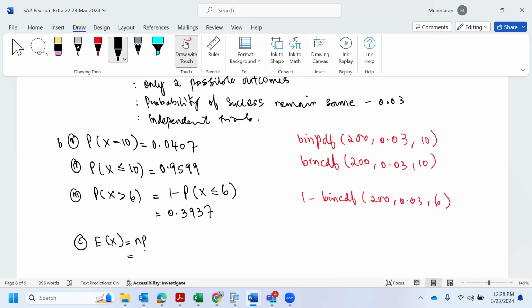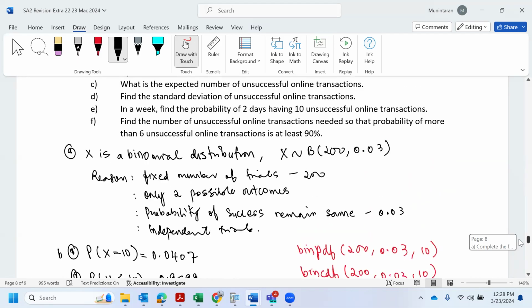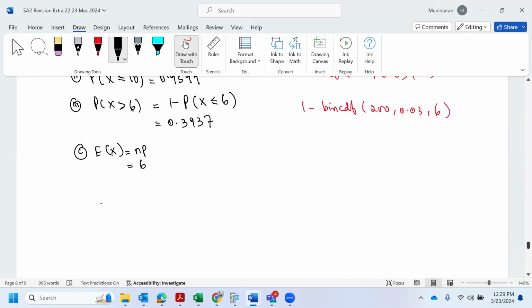NP is 200 times 0.03, which gives you, I think, 6. Next, you are asked to find the standard deviation. For standard deviation, you always start with the variance. Taking the straightforward square root is also okay, but I always start with the variance of your X, which is your NPQ. That will give you 5.82.